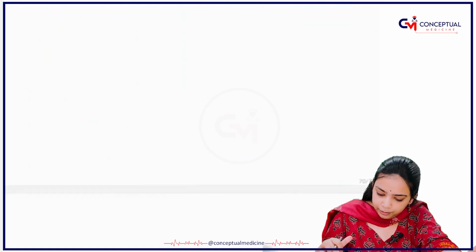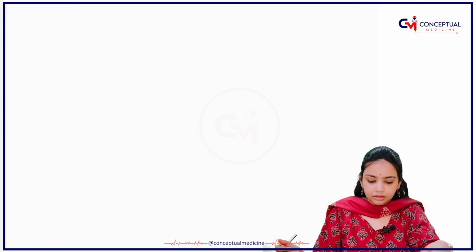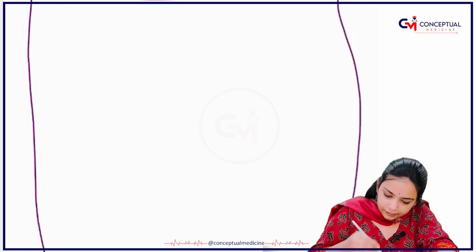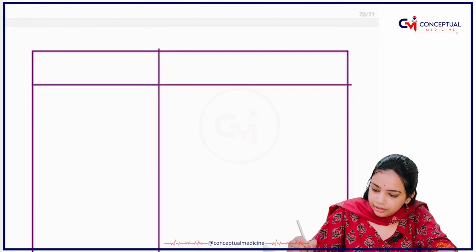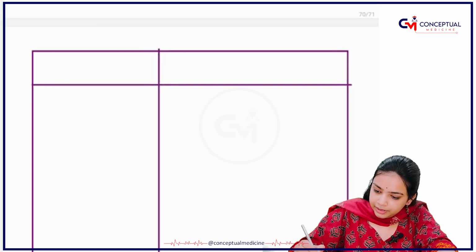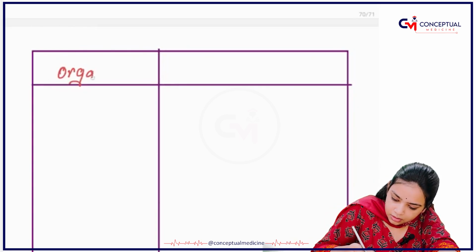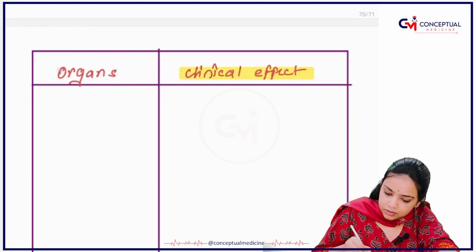Now, I want you all to make a table with me. That will be very, very helpful for you at the end, right? Here we will write the organs which are affected and the clinical effect, right? So this table will be very, very helpful for you at the end. So here you have the organs and here you have the clinical effect.